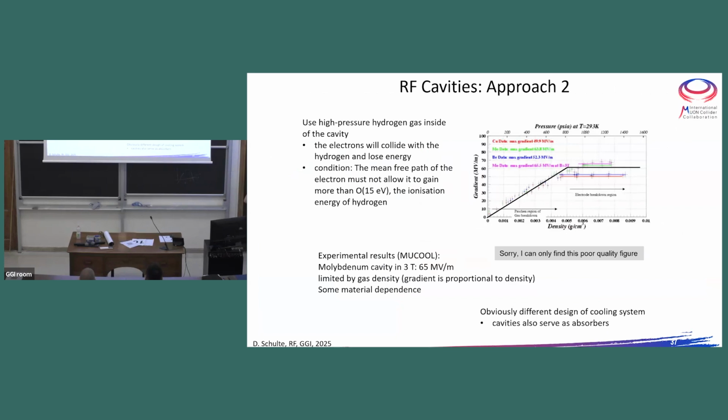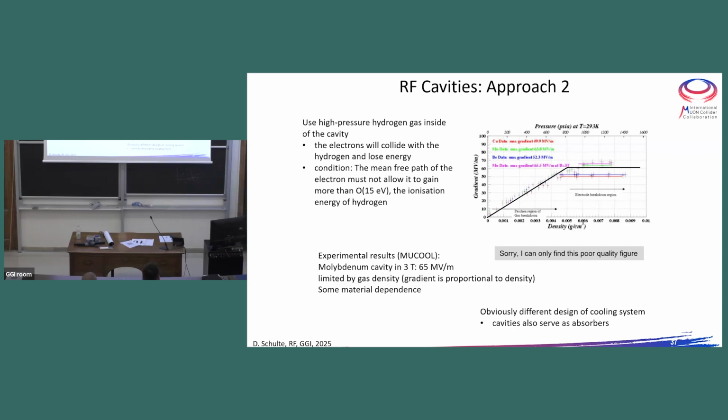The other one is you fill high pressure hydrogen, like 100 bar or so, into your cavity. What does that do? The electron is coming from the surface, then it's accelerated by the longitudinal field, and it hits a hydrogen atom, so a molecule. So what it does is it gives some of its energy to the molecule, and then it's slow, and then basically it gets stuck.